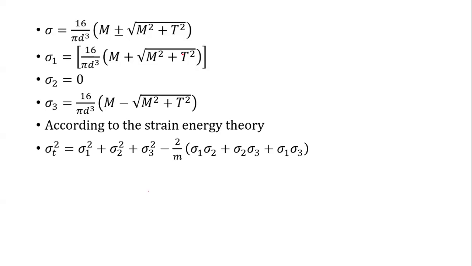Now again, according to the shear strain energy theory, this is where we're saying that we had stress ET there, but we've replaced it with the working stress. We said stress T is equal to stress 1 plus stress 2 plus stress 3 minus 2 over m, then in the brackets, we have stress 1, stress 2 plus stress 2, stress 3 plus the product of stress 1 and stress 3. This is according to the shear strain, or rather the strain energy theory. And since we've already said stress 2 is 0, it already partially makes our work easier.